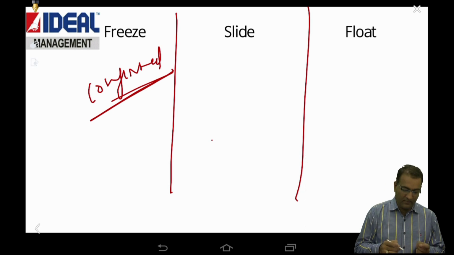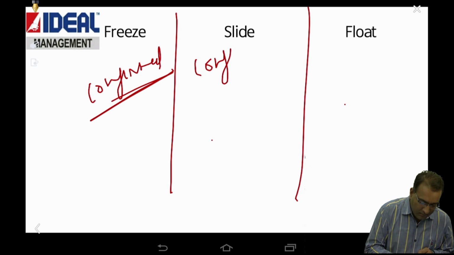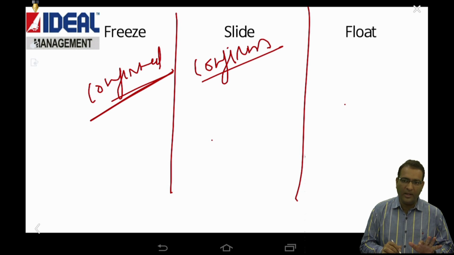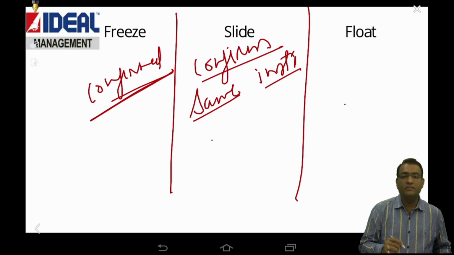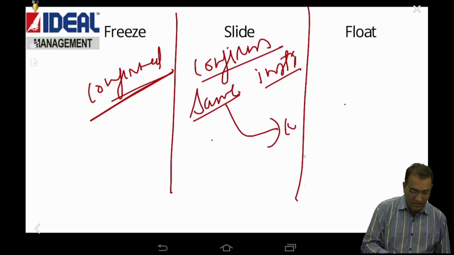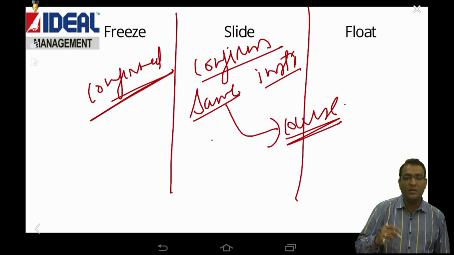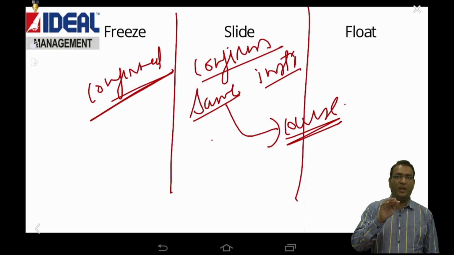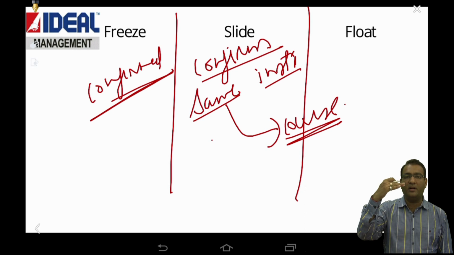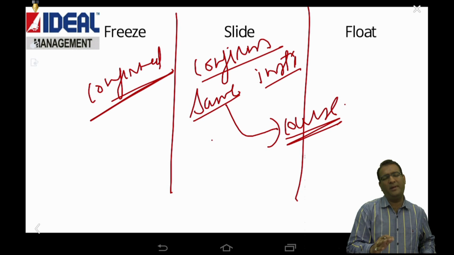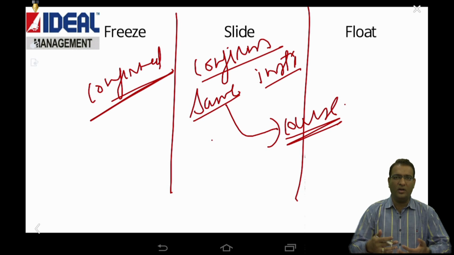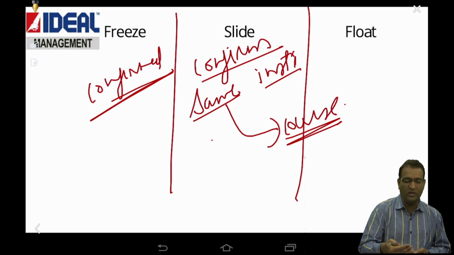Slide means I confirm my admission in the same institute. I don't mind, same institute. But if I can get a better ranked course in the same institute, I would like to get upgraded. Now, to be honest, this thing is not applicable in MBA. They have basically got it from engineering.